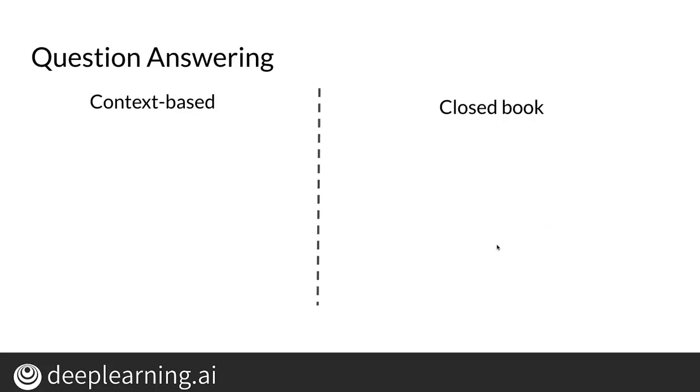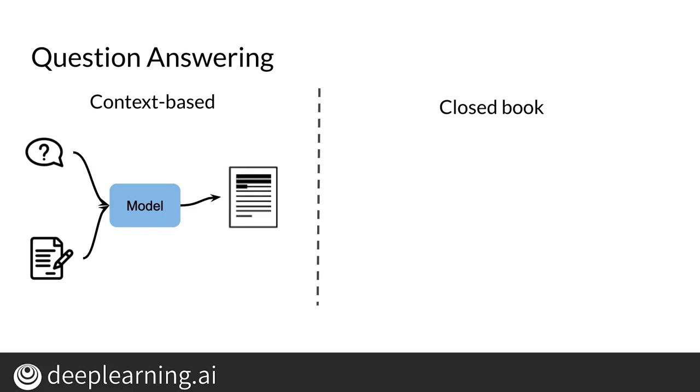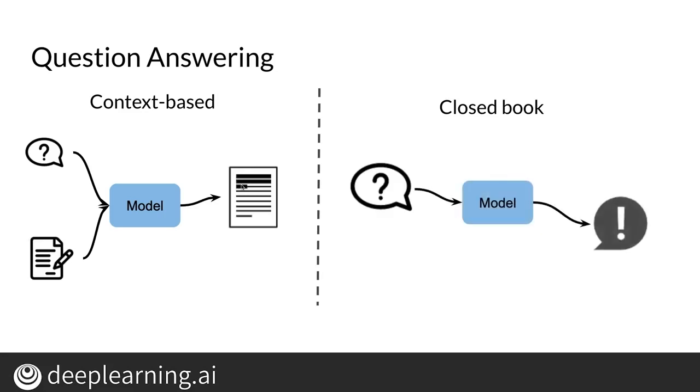So let's look at question answering. Over here you have context-based question answering, meaning you take in a question and a context, and it tells you where the answer is inside that context over here. So this is the highlighted stuff, which is the answer. And then you have closed book question answering, which only takes the question and it returns the answer without having access to a context. So it comes up with its own answer.